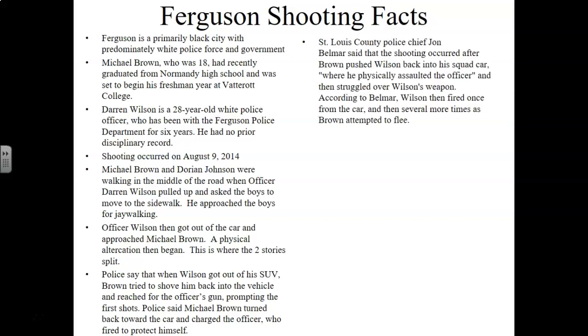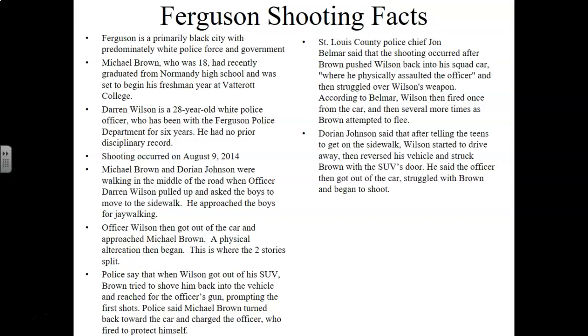St. Louis County Police Chief John Belmer said that the shooting occurred after Brown pushed Wilson back into the squad car, where he physically assaulted the officer and then struggled over Wilson's weapon. According to Belmer, Wilson then fired once from the car and then several more times as Brown attempted to flee and run away.